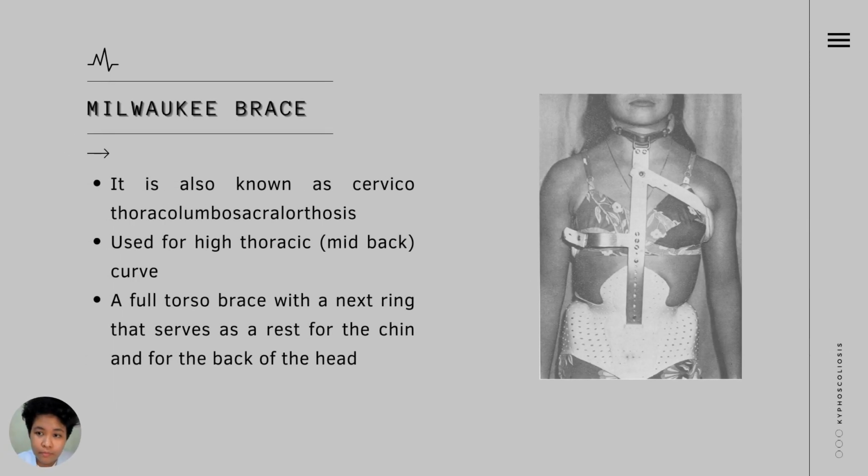And lastly, the Milwaukee brace. It is also known as cervico-thoracolumbosacral orthosis, used for high thoracic mid-back curves. It is a full torso brace with a neck ring that serves as a rest for the chin and for the back of the head. But this Milwaukee brace is rarely used as of now due to its physical appearance.